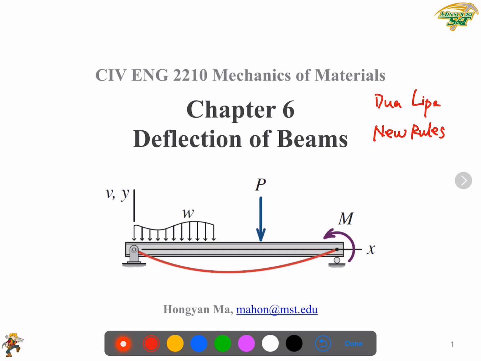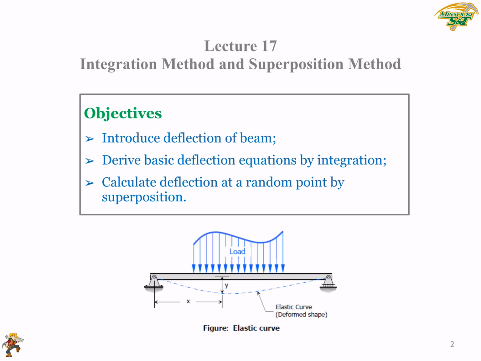Right, so I feature this song because we will talk about some new rules today that you have not learned before in previous chapters. We use these new rules and new methods to solve the deflection of beams. Today is supposed to be lecture 17, so we will talk about the integration method and superposition method for simple beams to solve deflection problems. So we will introduce the deflection of beams, derive basic deflection equations by integration, and calculate deflection at a random point by the superposition method.